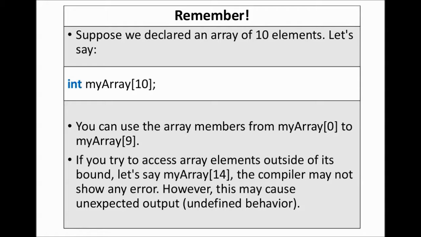If you try to access array elements outside its bound, let's say myArray[40], the compiler may not show any error. Remember that the compiler may not show any error. However, this may cause unexpected output. It gives you a garbage value already stored at that memory location.